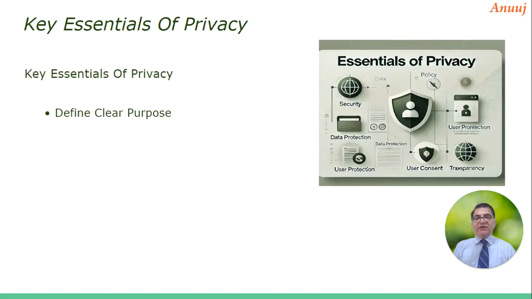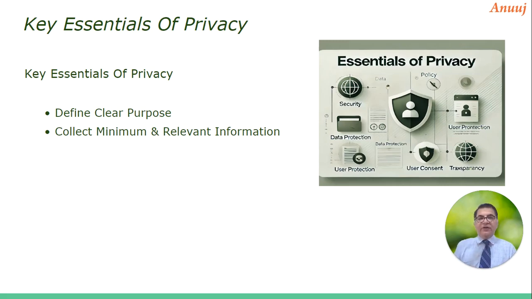Essentially, we need to understand that if you need someone's personal information as a business, then you need to define a very clear purpose of why you need that information. You should collect the minimum possible information required to execute your purpose. You should not collect anything extra from that individual, and you should collect only relevant information, not anything irrelevant which does not serve your purpose. So that's the base premise of the collection of information when it comes to data privacy.